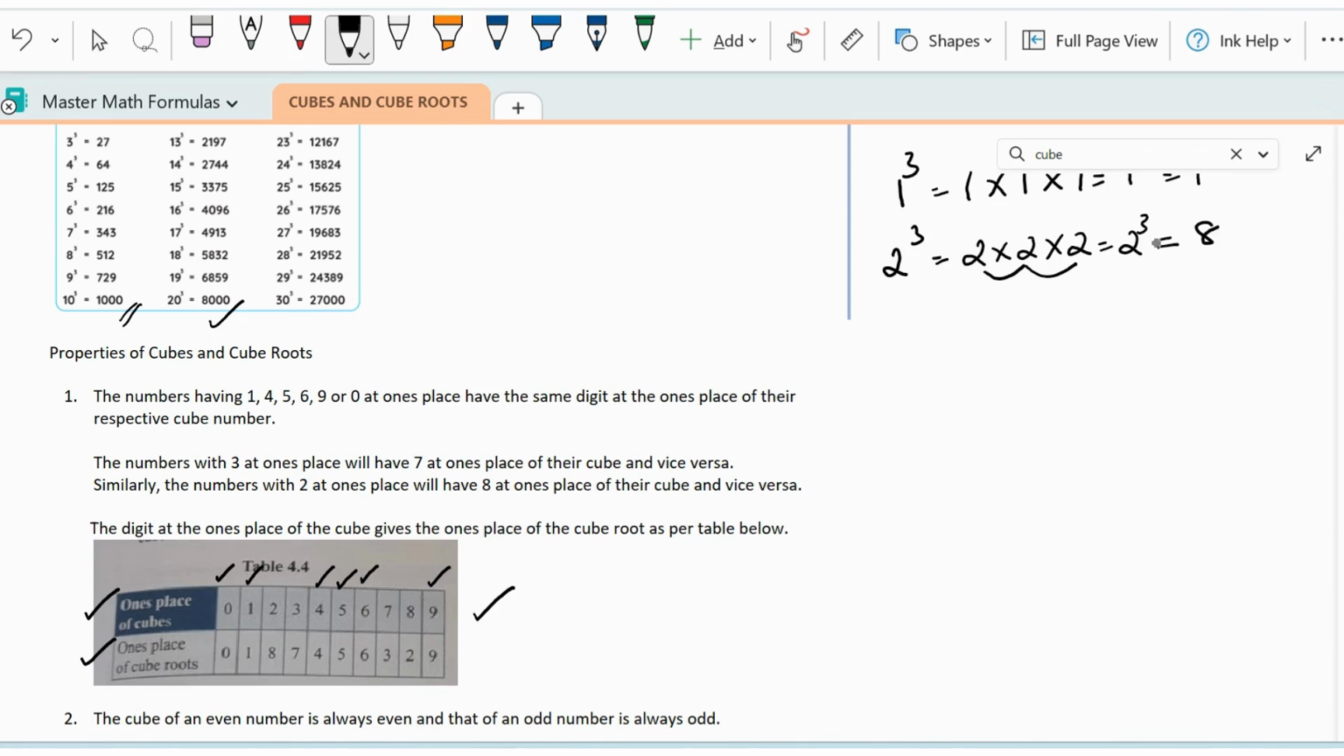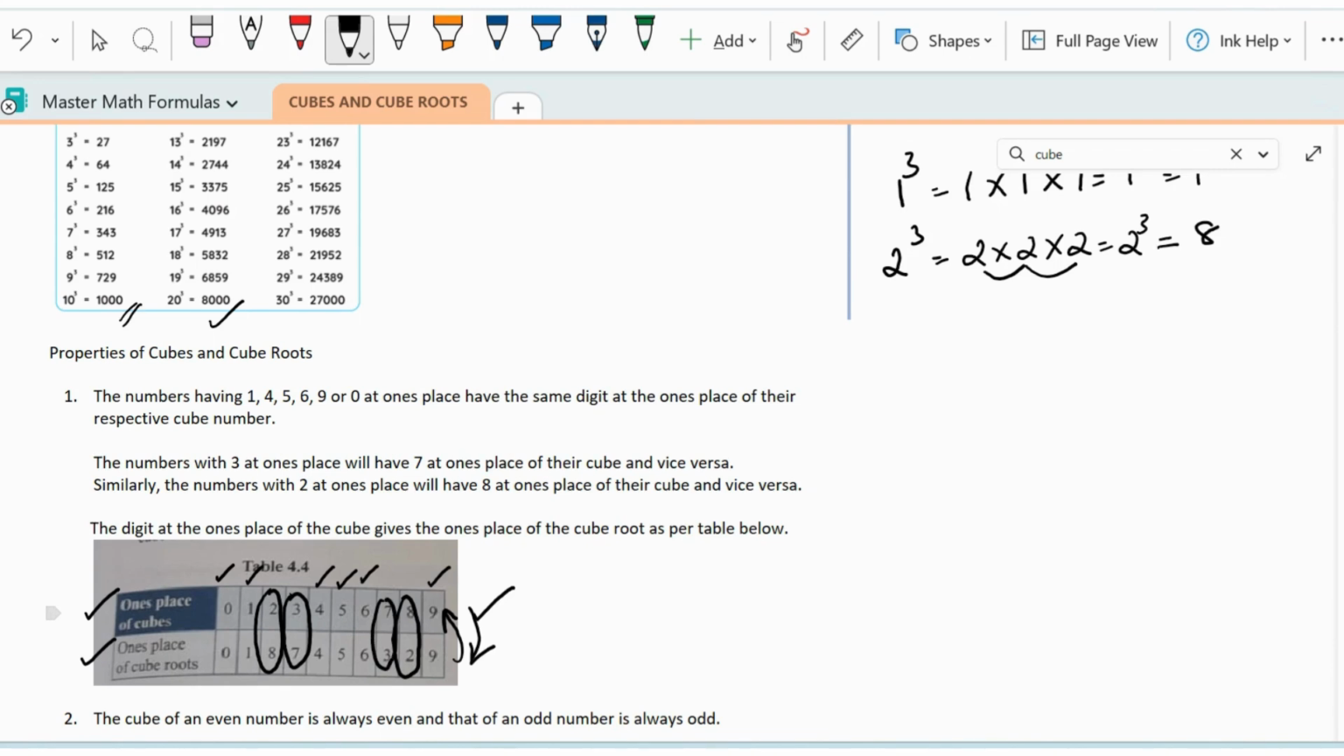number and its original number will be the same, which means it is vice versa. That is, the cube root of the given number will have the same ones place as the ones place of the given number. What gets interchanged is your 2 and 8. Can you see? For 8 it will be 2 and for 2 it will be 8. Similarly, for 3 it will be 7 and for 7 it will be 3.